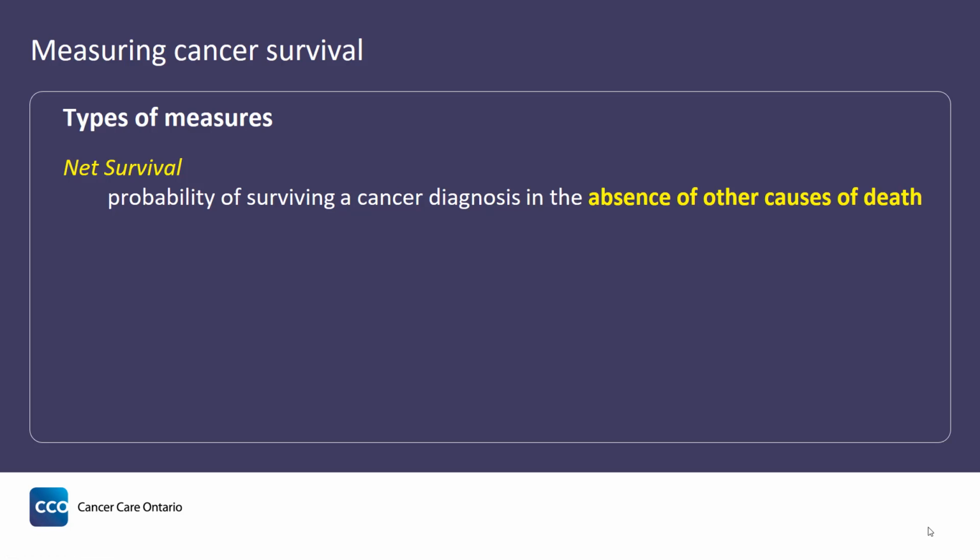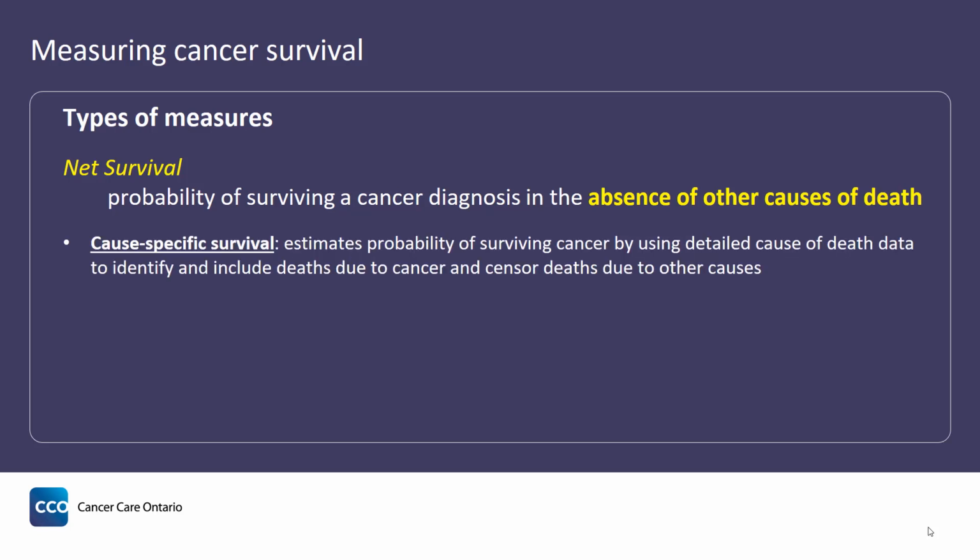There are two different ways to measure net survival that both attempt to isolate the effect of a cancer diagnosis on survival. The first is called cause-specific survival, which estimates the probability of surviving cancer by using detailed cause of death data to identify and include deaths due to cancer and censor deaths due to other causes.